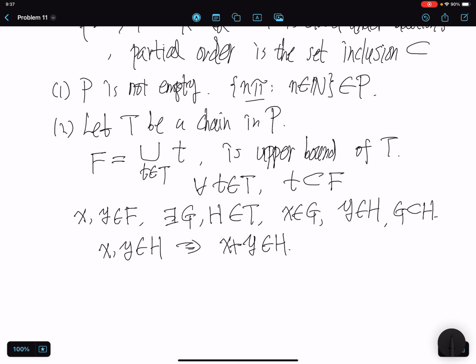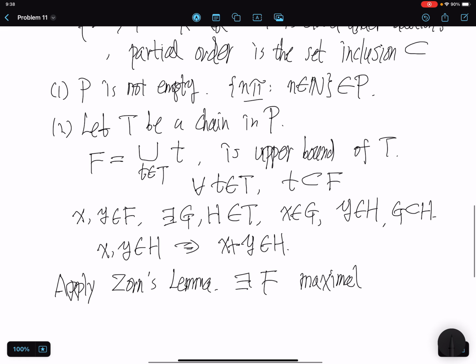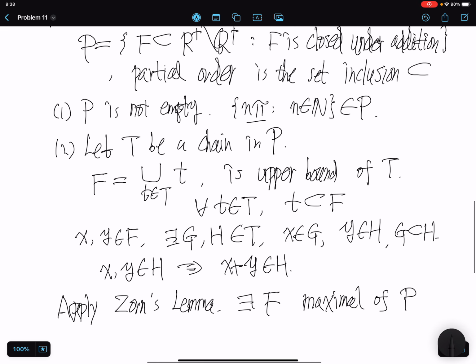Now apply Zorn's lemma. There exists a maximum element in P. So let's call this F, a maximum of P. It means any member of P, if this member and F are comparable, then it has to be a subset of F.